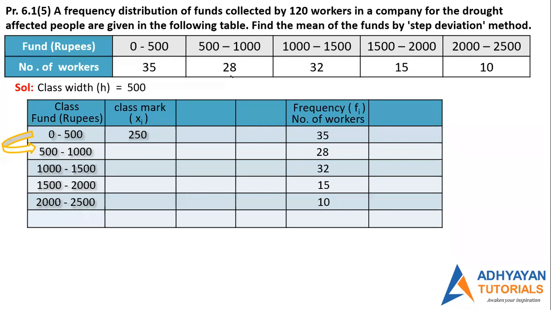Why do you add 500? Because the class width is 500. Whatever is the class width, we need to add it: 250 plus 500, 750. 750 plus 500, Devansh, tell me. 1250. 1250 plus 500, 1750. Perfect. Plus 500, 2250. Fantastic, Devansh. Huge round of applause for Devansh.